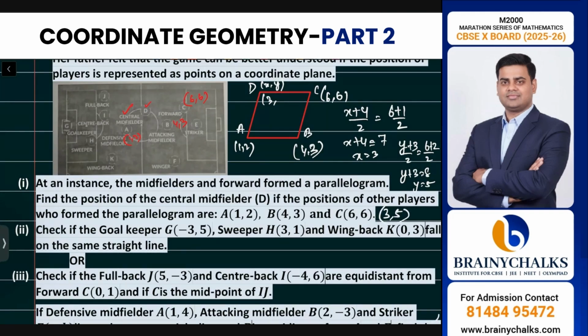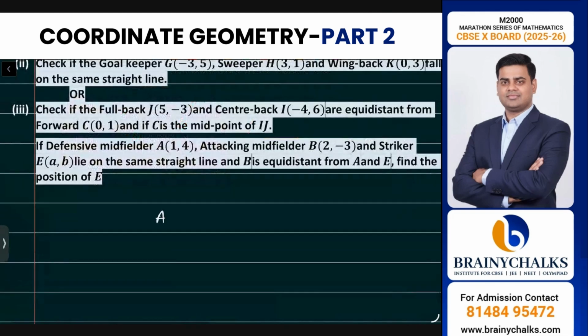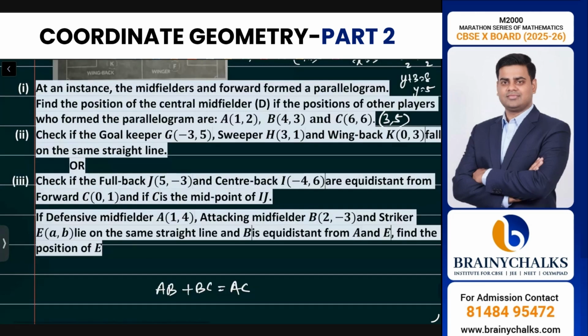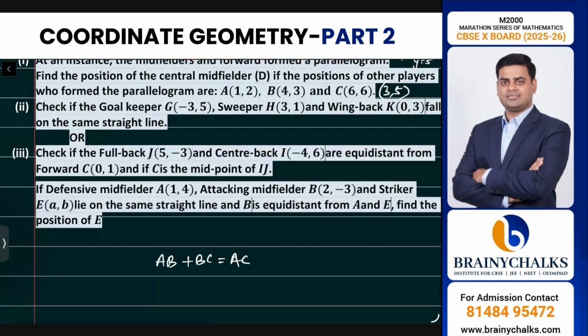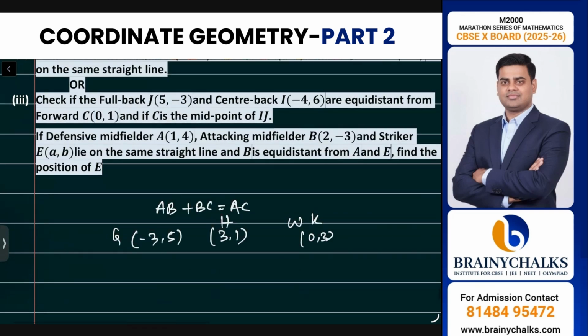Check if the goalkeeper G (-3, 5), sweeper H (3, 1) and wing back K (0, 3) fall on the same straight line. How do you prove three points are on the same straight line? Remember, AB plus BC equals AC, you have to prove if they lie on the straight line.